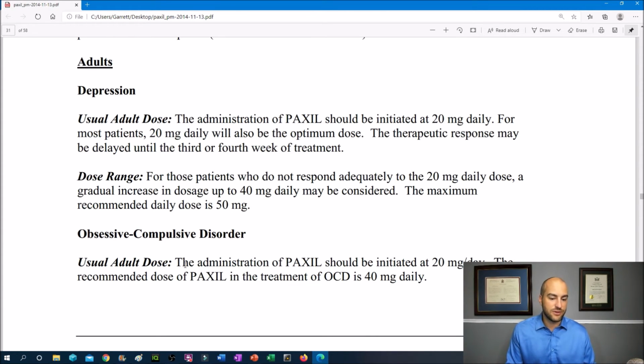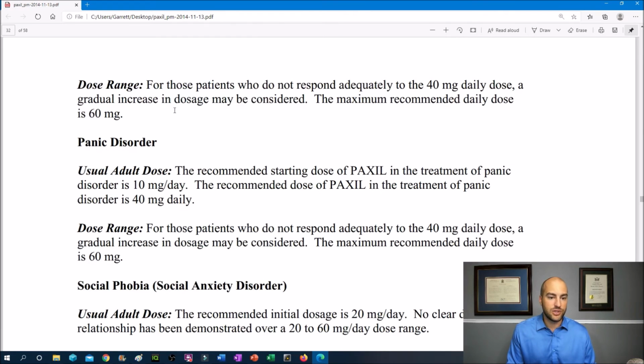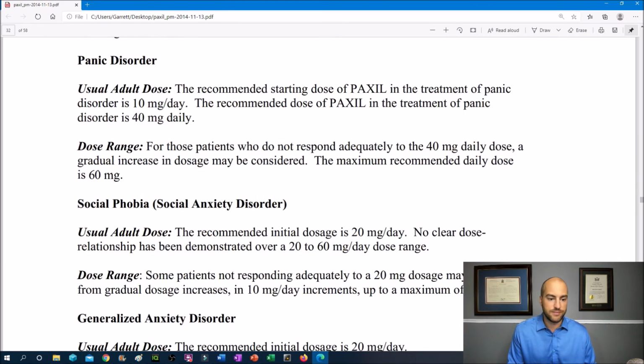Okay, obsessive compulsive disorder. The administration of Paxil should be initiated again at 20 milligrams per day. The recommended dose of Paxil in the treatment of OCD is 40 milligrams daily. Dosage range. For those patients who do not respond adequately to 40 milligrams daily, a gradual increase in dosage may be considered. The maximum recommended daily dose is 60 milligrams for this condition. For panic disorder, start at 10 milligrams per day. The recommended dose is 40 milligrams per day. Dosing range, for patients who don't have success with 40 milligrams, they can move to 60 milligrams. So again, a little bit higher in these than depression.